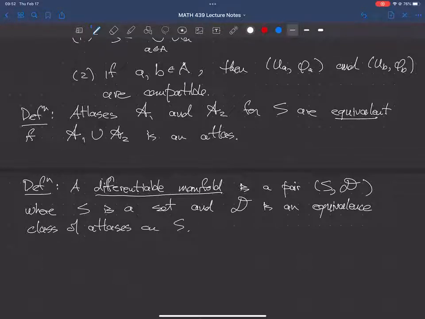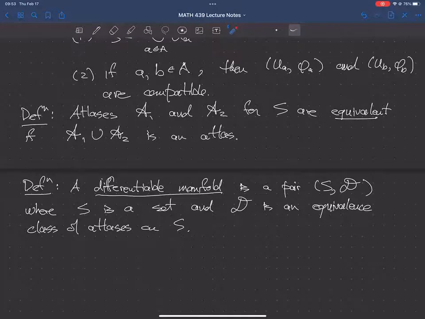And so the way you build a differentiable manifold in practice is you build an atlas. And then once you've built an atlas, by definition, you've built the equivalence class which contains that atlas. And so that's how you put together your manifold. By choosing an atlas, you don't just choose the atlas, you choose an equivalence class of atlases, so all other atlases which have this property.